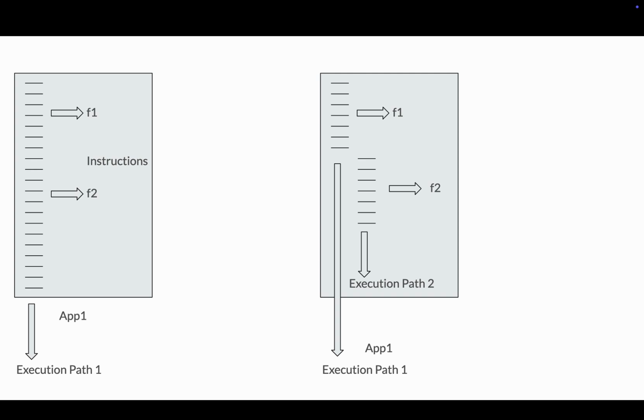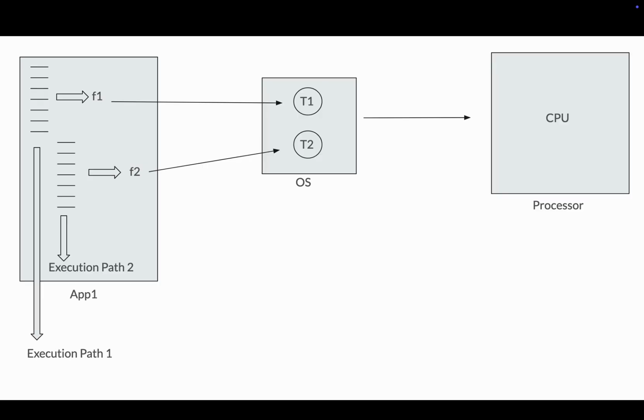First of all, try to understand how the operating system plays a sequence of instructions. This is done using a thread. So application 1 will borrow one more thread, T2, from the OS for the same application app1 and schedule execution of function f2 through that particular thread.